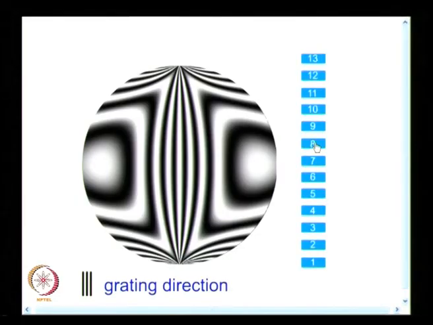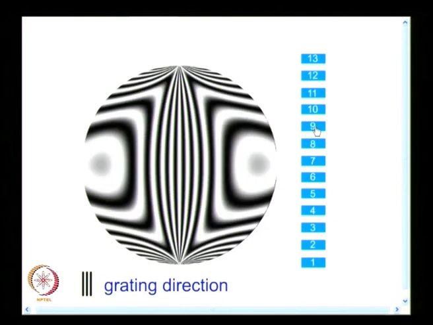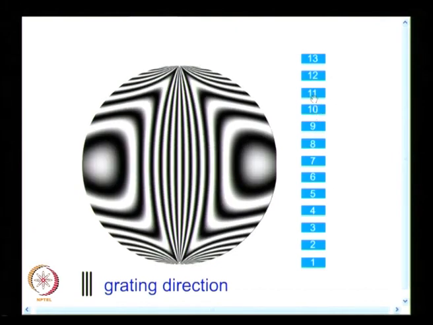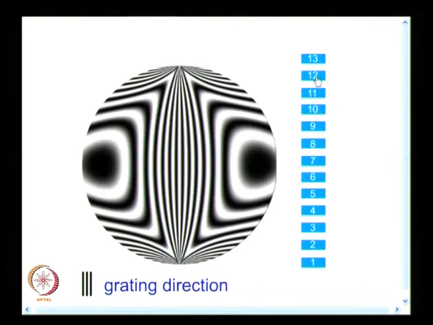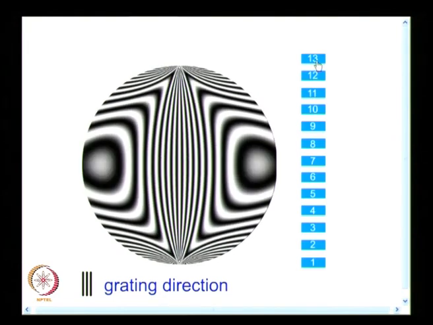And in some of the later examples I have not shown the fringe ordering deliberately, so that you can do this as an exercise and label the fringes after we have learnt the course. So, when I increase the load, more and more fringes appear, and that is what I see in the case of a disc under diametral compression, and this gives you the u displacement.